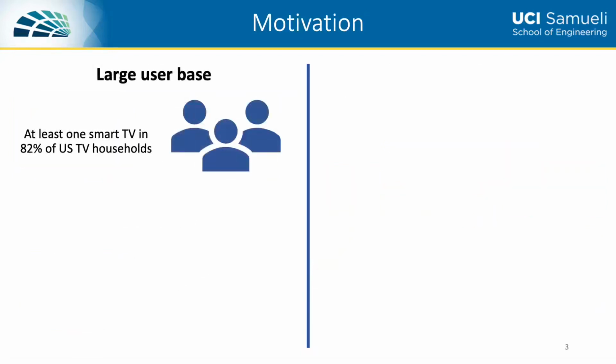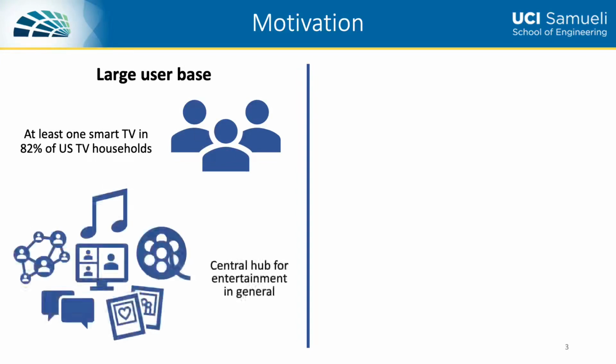Smart TVs are now widespread in the US, with at least one smart TV in 82% of US TV households. At the same time, more and more users rely on their smart TVs for entertainment in general, including for music, for video, and for social media. So this technology is used by many people, often for several hours a day. And partly due to this scale, smart TV app usage data has monetization potential.